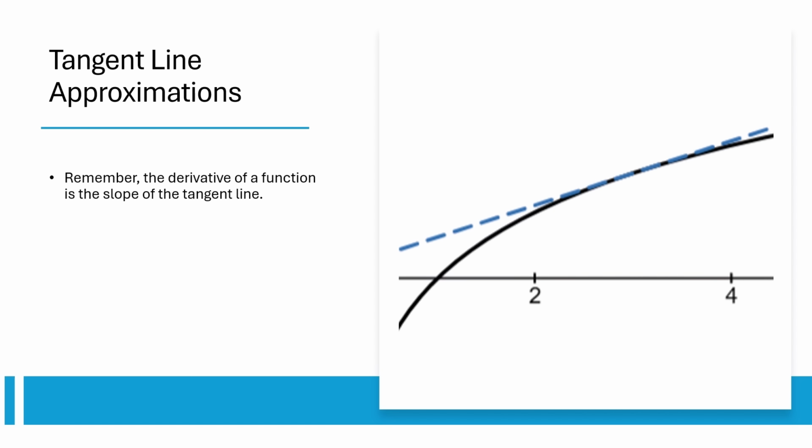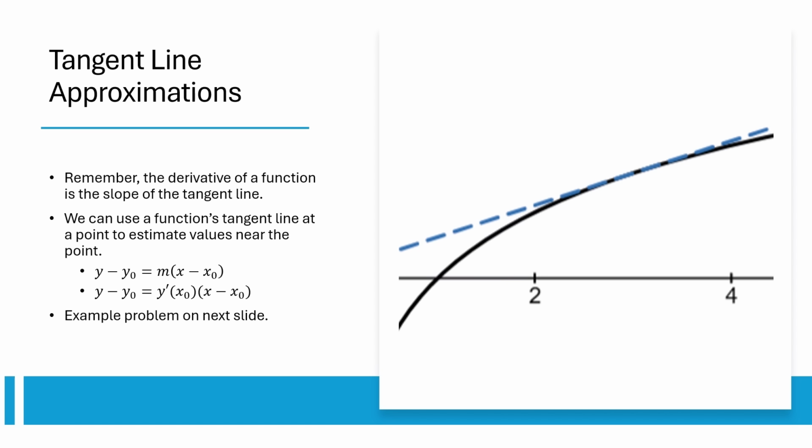Tangent line approximations are useful for estimating a function's values near a specific point. We use the fact that the derivative of a function is the slope of the tangent line, and then apply point-slope formula to approximate the function.